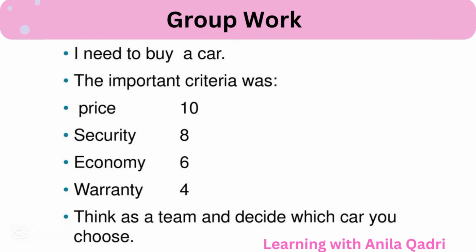If you really want to understand the decision-making process, you have to do group work. For example, I need to buy a car. The important criteria are price 10, security 8, economy 6, warranty 4. Think as a team and decide which car you choose.